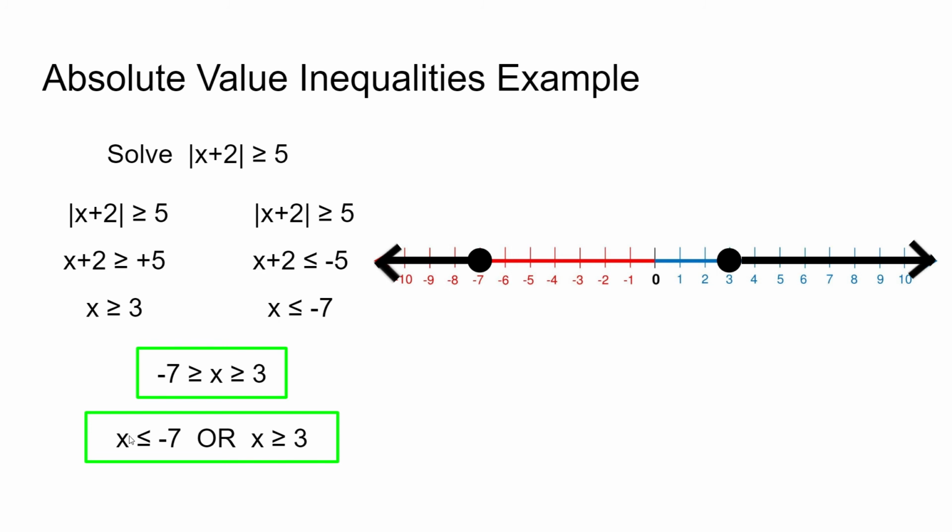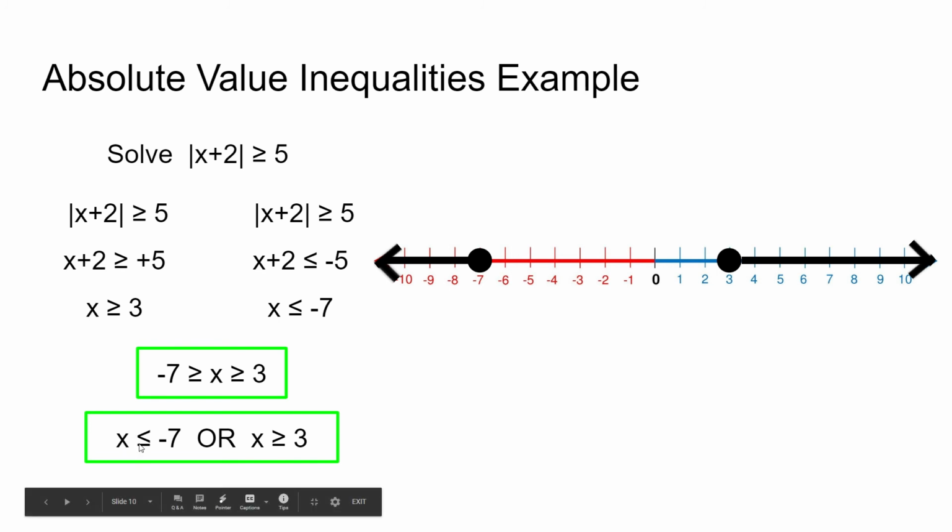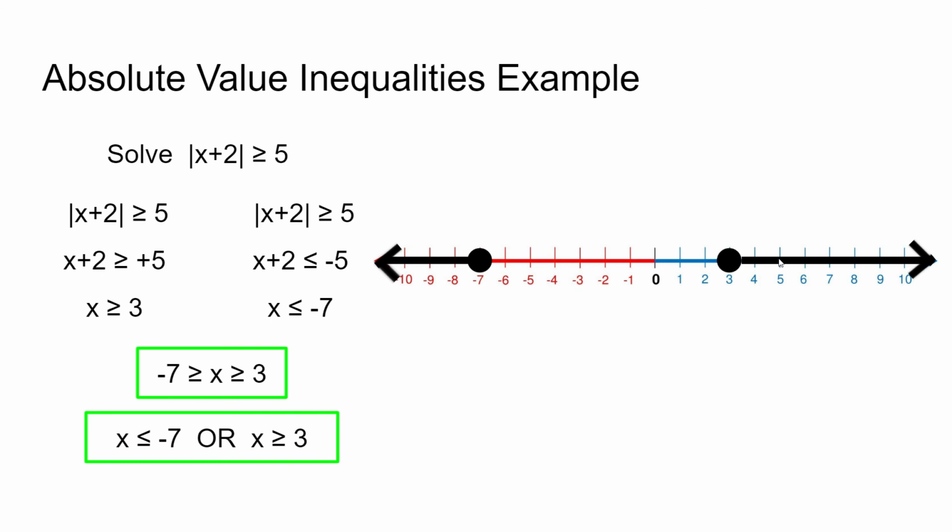We graph this by graphing x is less than or equal to negative 7, like so, and x is greater than or equal to 3, like this. And because it is an or, it has the 2 continuous lines facing away from each other on the 2 points.